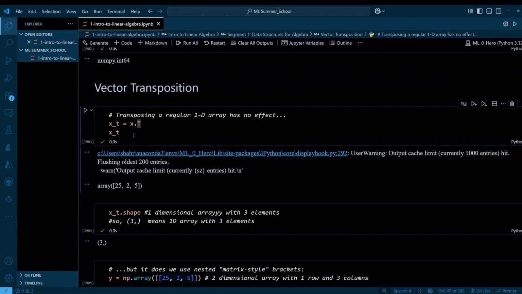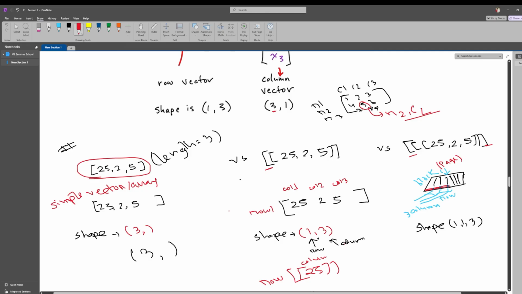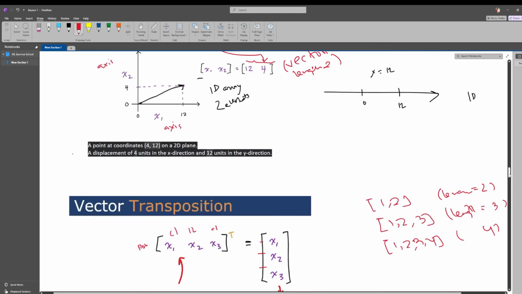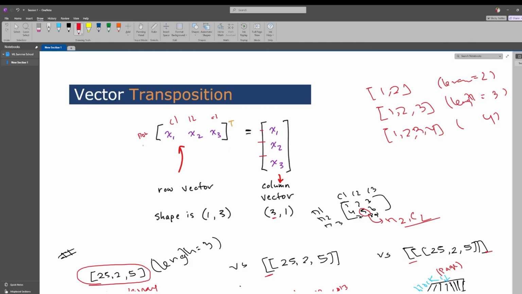Yes, transposing a regular 1D array has no effect. That's it. That is one of the reasons. But it basically depends on how we represent it. When I gave this representation, or when I explained this representation, this is not how the code is. In the code, if you represent it like that, with only one dimension, 1D, it won't understand that there is a row and column. So you have to add one more parenthesis with it.